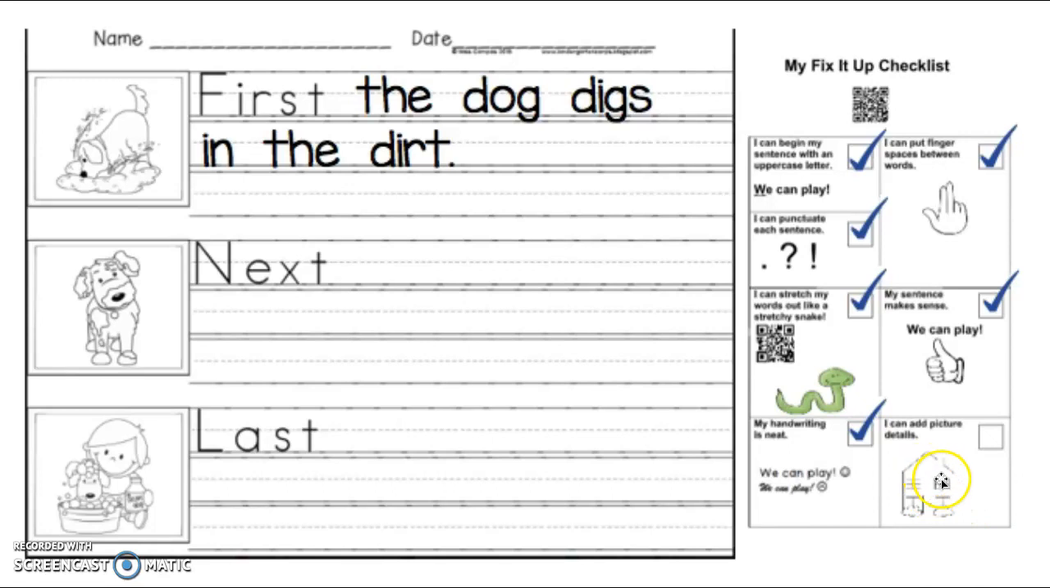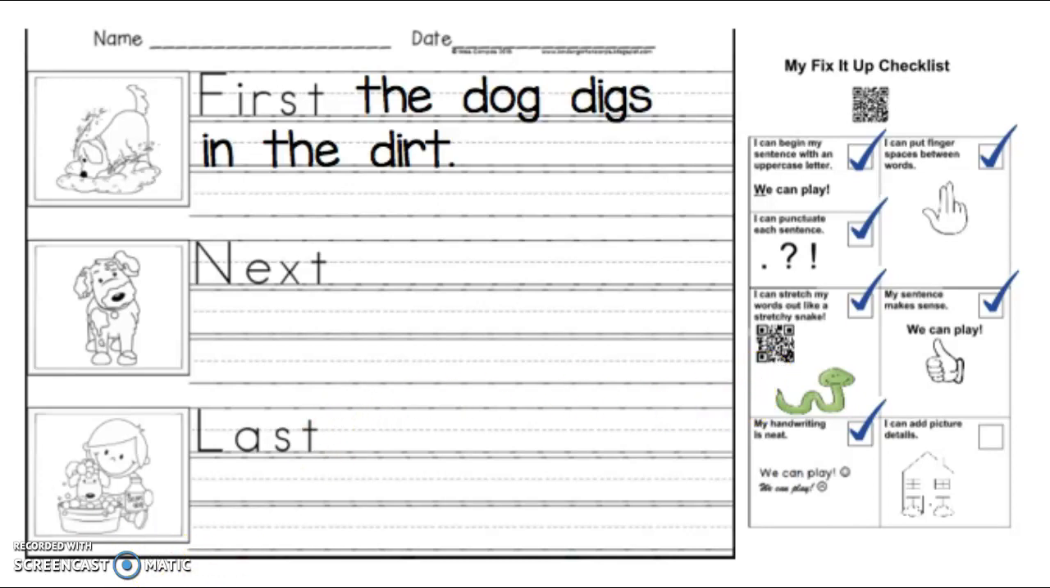This last one said I can add picture details. Well, I haven't colored my picture yet, so I can't color that in, and I didn't add any extra details. So I'll have to go back and do that. Now, boys and girls, I'm going to stop here, but you're going to continue writing so you can write what happens next and last. Each time you write a sentence, you're going to erase your check marks and recheck each sentence to make sure you have all of those elements to make sure you have a fabulous sentence.